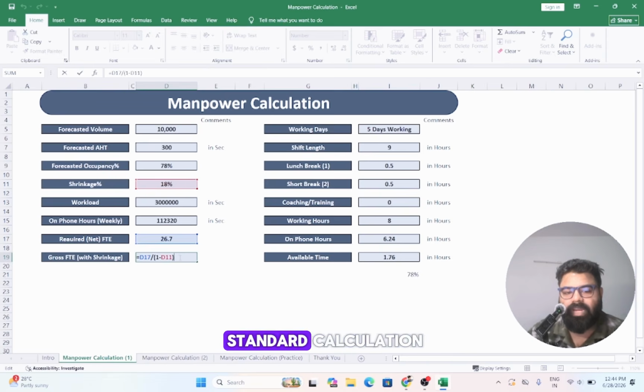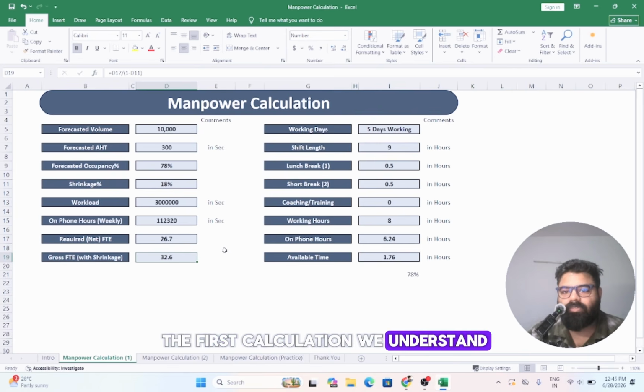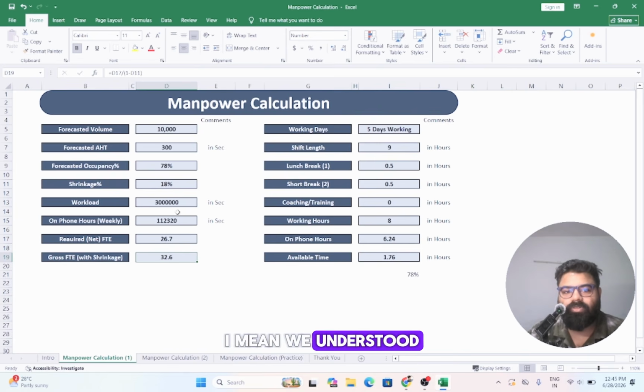So this is the standard calculation. We have to do the reverse one. So our base FT divided by 1 minus the shrinkage. So with this, we would require 32.6 FT, approximately 33 FT, to cater this much volume with these assumptions. Okay, so this is the first calculation we understood. I mean, we understood this calculation, right? So let's move to our second calculation.